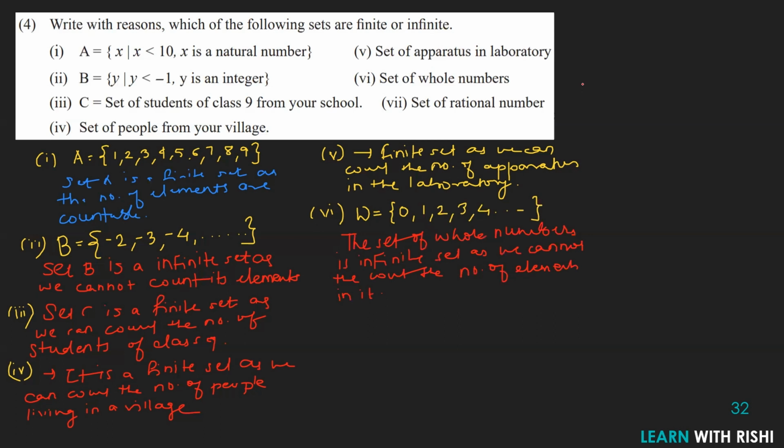Next, question number 7. Set of rational numbers. It is an infinite set because in rational numbers, we have natural numbers, whole numbers, integers. So all these three types of numbers are included in rational numbers. So set of rational numbers is also infinite. So set of rational numbers is an infinite set as we cannot count the elements.